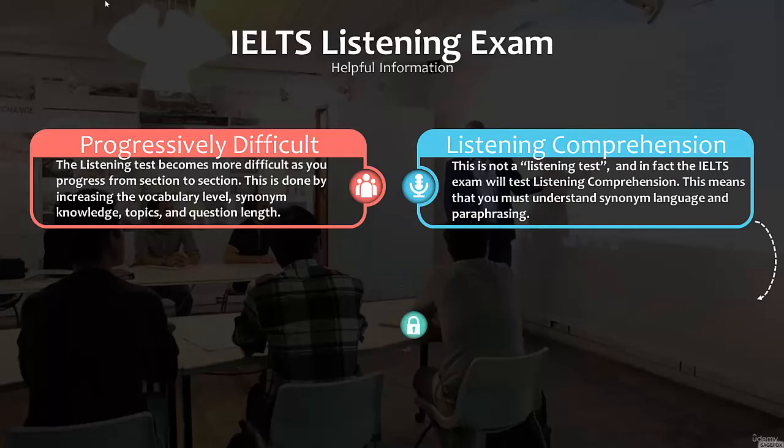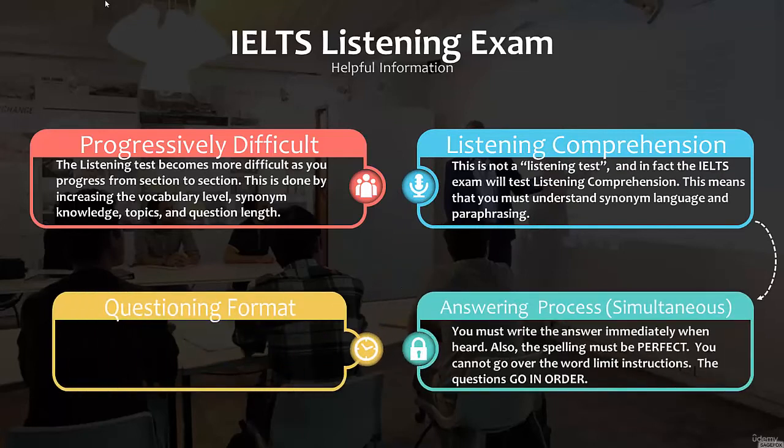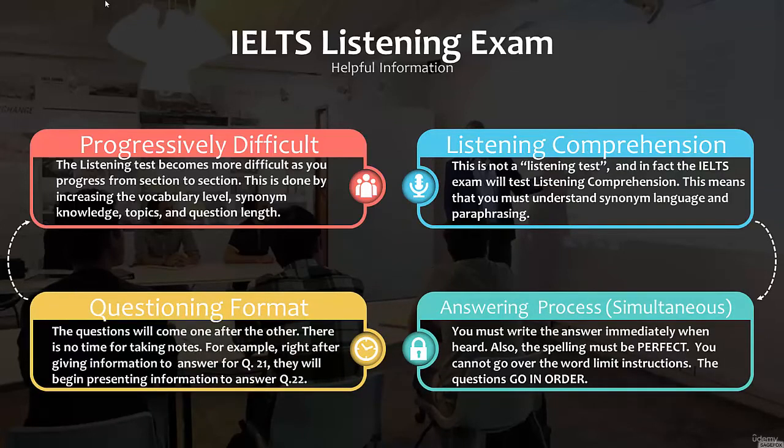Here is some helpful information when it comes to the IELTS exam. As you've heard me say a few times already, it gets progressively more difficult. So that means that in sections 1 and 2, you have to do a very, very good job. Because section 3 is more difficult, section 4 is very difficult. The test gets progressively more difficult.